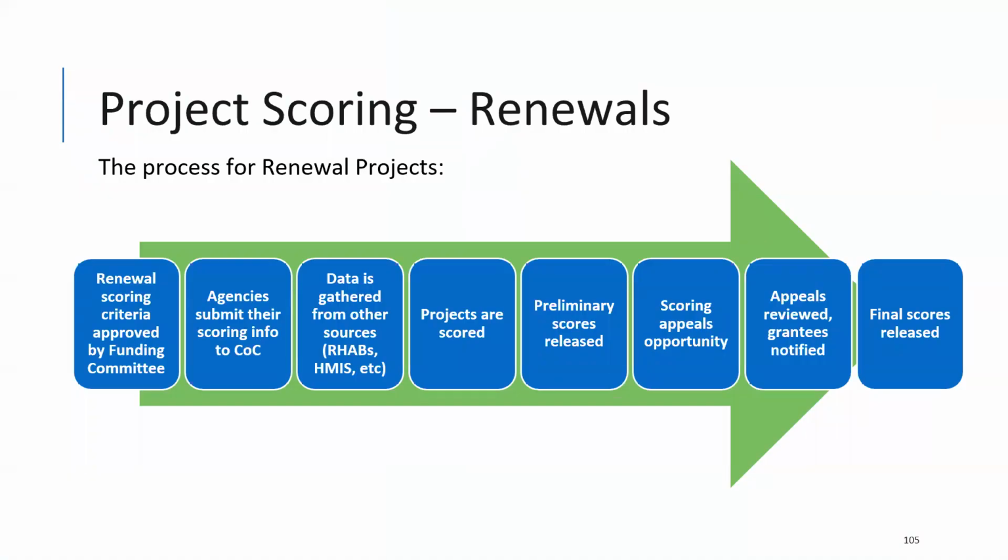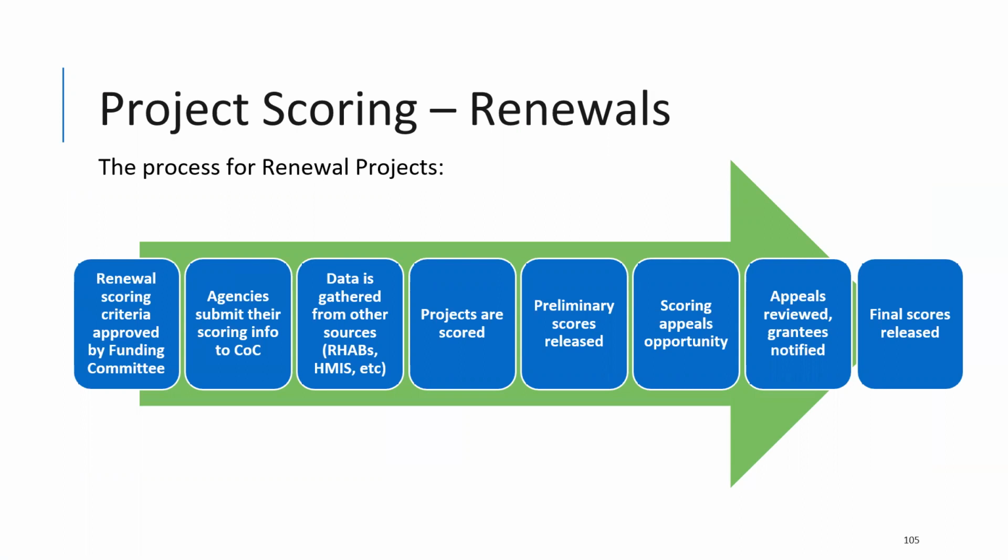A little bit about the process of how the renewal scoring works. First, the renewal scoring criteria is approved by the funding committee. The agencies submit their scoring information to the CoC. Data is gathered from other sources, so for example, your RAB attendance, and we've gathered data from HMIS. Then the projects are scored.